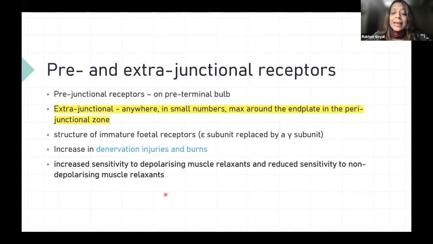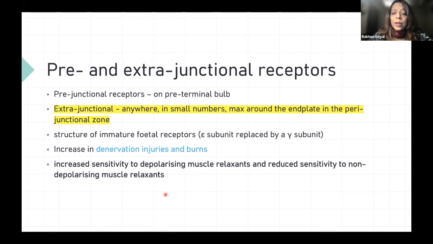So these get active. Normally, these are present in fetal receptors and in very small numbers in adults. But in cases of, say, denervation injuries or burns, they increase in numbers, and mainly in the postsynaptic membrane of the motor end plate.